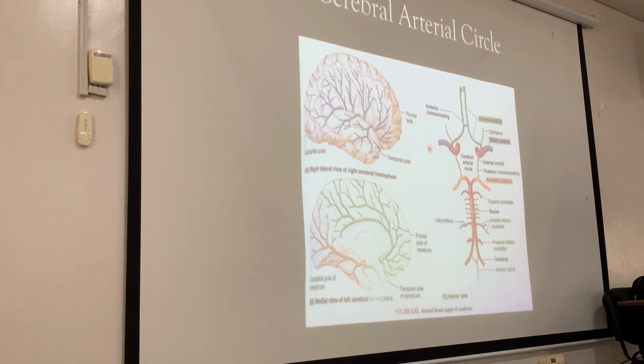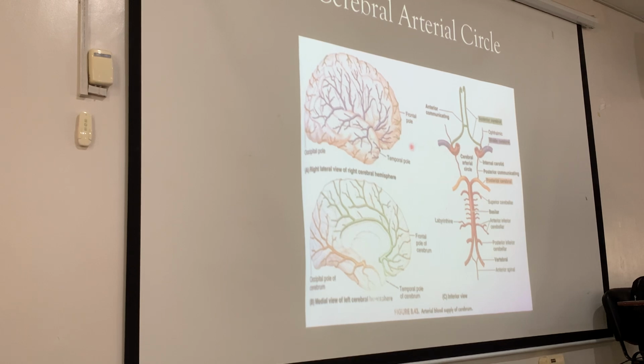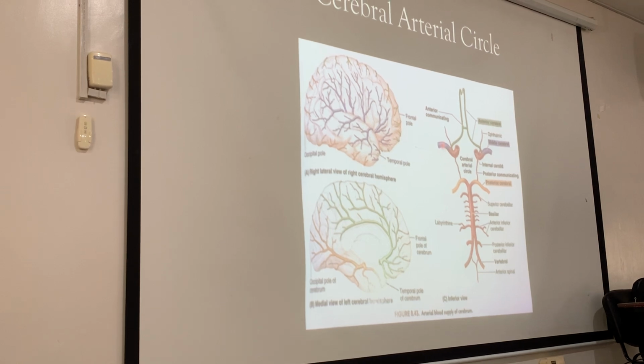Okay? So in the violet, we see here the middle cerebral artery, and it has branches supplying the lateral surface of the brain. So all of these branches are violet. So that means they are branches of the middle cerebral artery, which is a terminal branch of the internal carotid. Okay? So the middle cerebral artery supplies the lateral portions of the cerebral hemisphere.